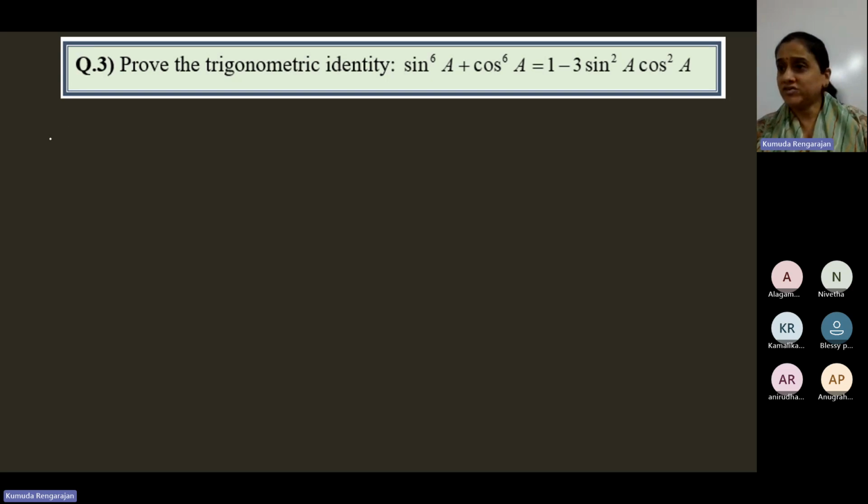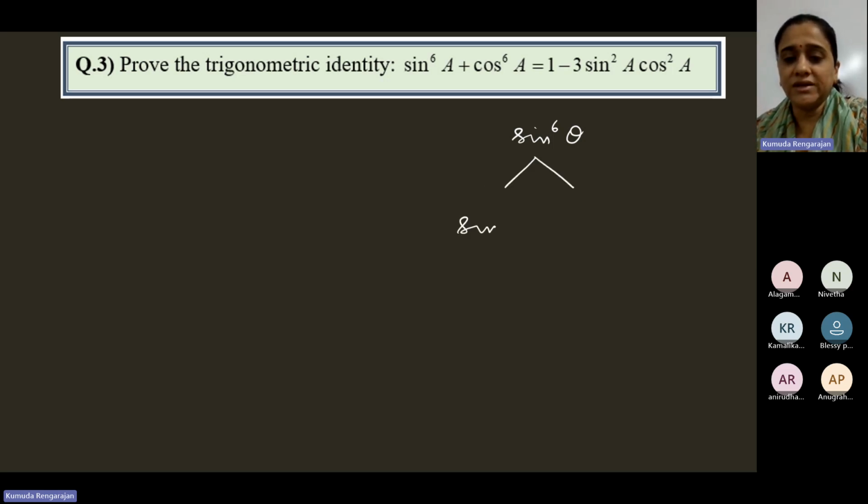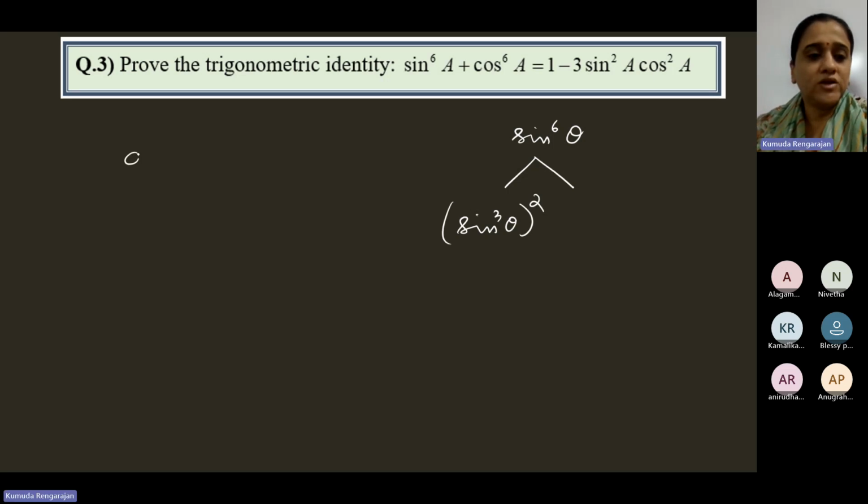So now when we have 6, you can write it as 2 into 3 or 3 into 2. Now sine theta to the power 6 or sine A to the power 6, whatever. We have 2 options, but only one you can go ahead with. So let's understand why and which one. It can be written as sine cube theta the whole square. A to the power 6 can be written as a square the whole cubed or a cubed the whole square.